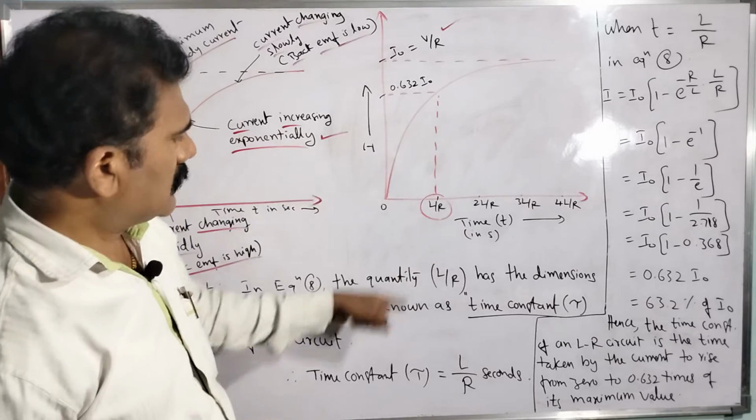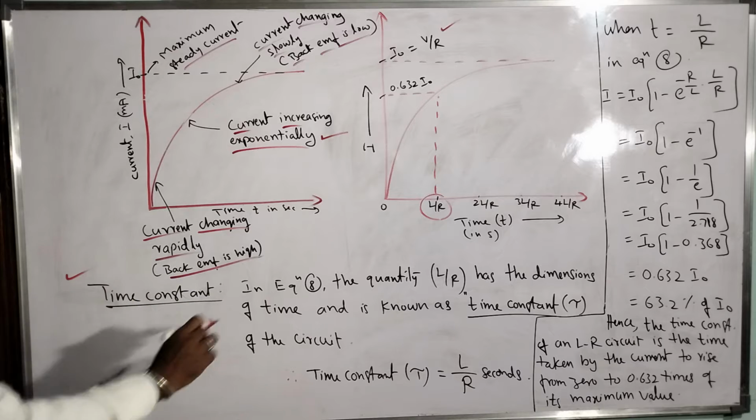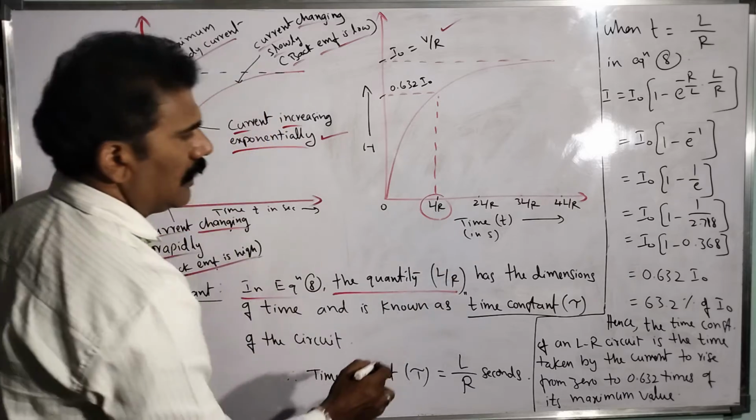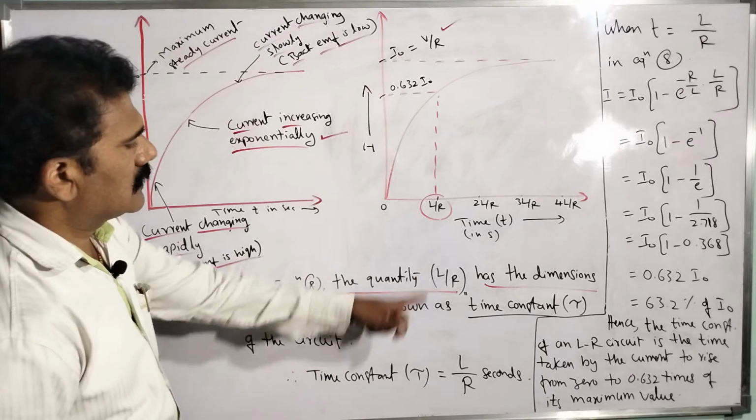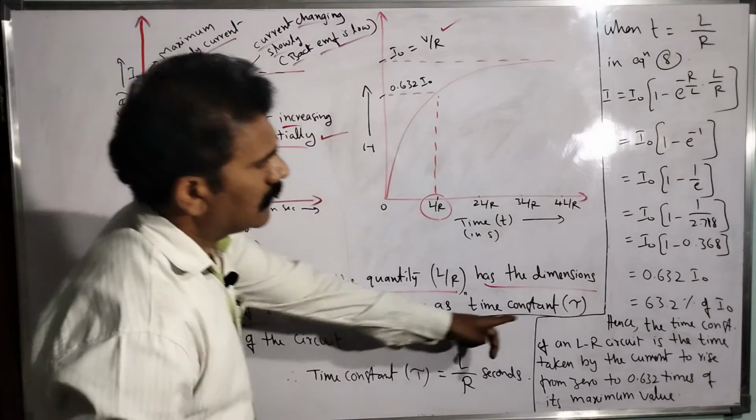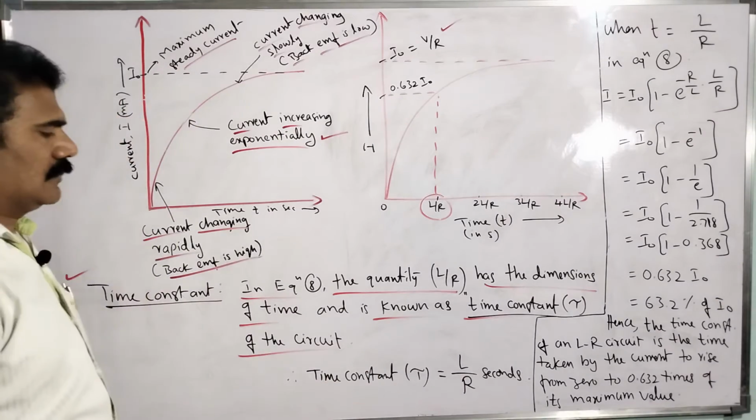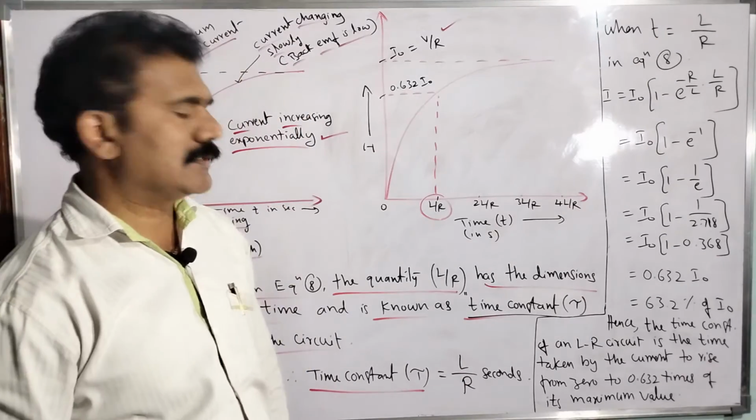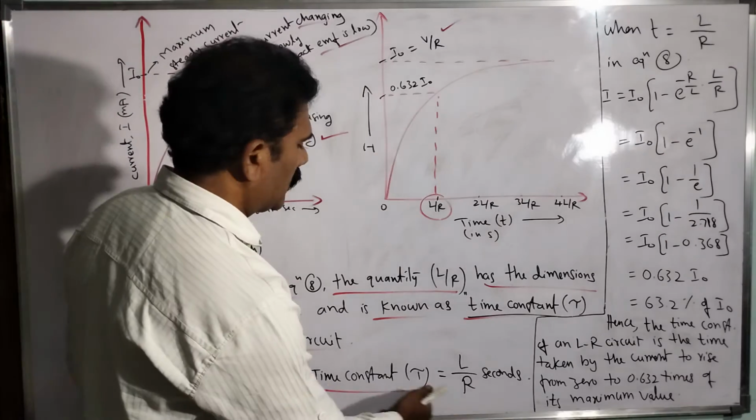Clear? Now let us try to understand what this time constant is in the LR circuit. Write down here: time constant. From equation 8, the quantity L by R has the dimensions of time. Whatever the time dimension we have, the same dimension applies to L by R. It is known as the time constant and is denoted by tau. It is the tau of the circuit. Therefore the time constant tau is equal to L by R seconds.